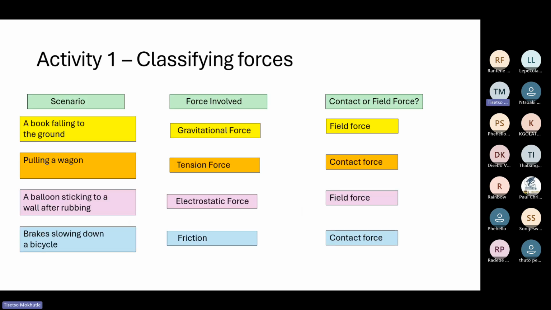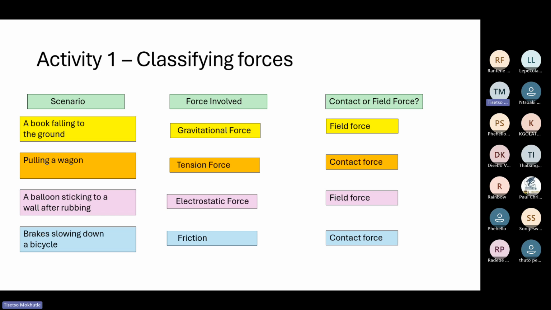Okay, here's the first activity. It's classifying forces. It is just revising what I've just talked about now. We are having a scenario, and then we are going to look at the force that is involved, and then we also describe whether the force is contact or field force. Here are the 5 scenarios. A ball is falling to the ground, and then you are pulling a wagon with a string. A balloon is sticking to a wall after rubbing. And then you apply brakes, slowing down a bicycle. You should also start thinking about what forces are involved there.